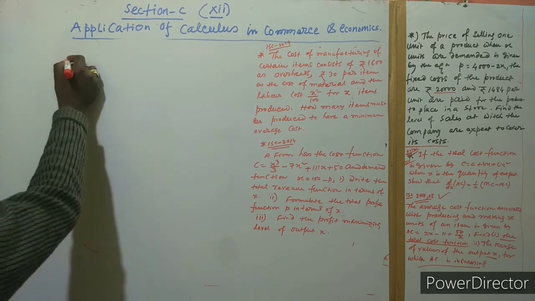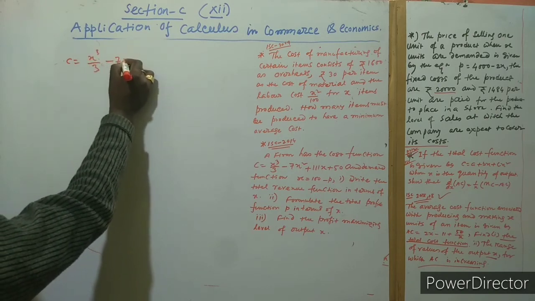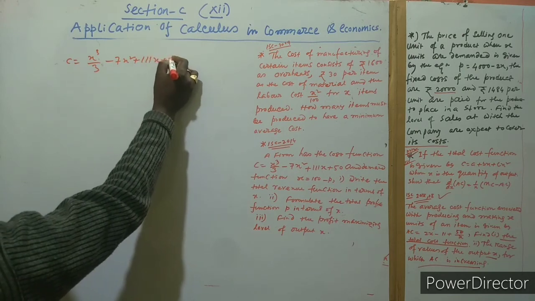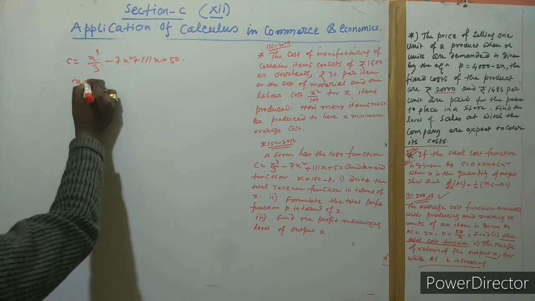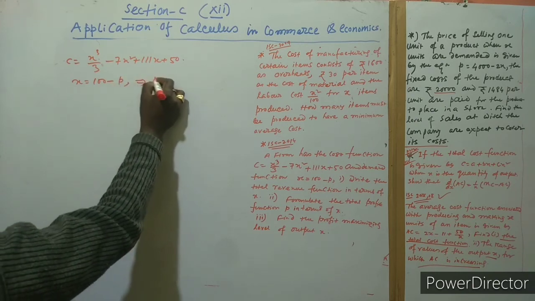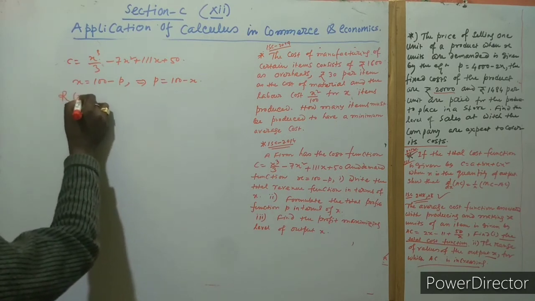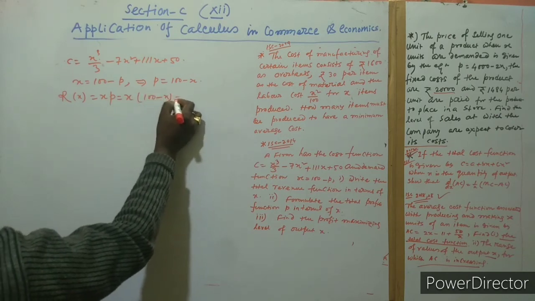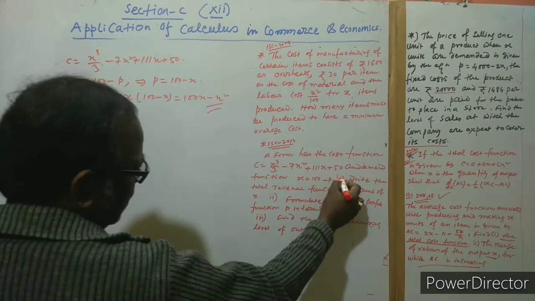So C here is x cube by 3 minus 7x square plus 111x plus 50. Now the demand function is given, this is p. So p is equal to 100 minus x. The revenue function R(x) is equal to x into p, so x into 100 minus x. So 100x minus x square is the revenue function for the first question.